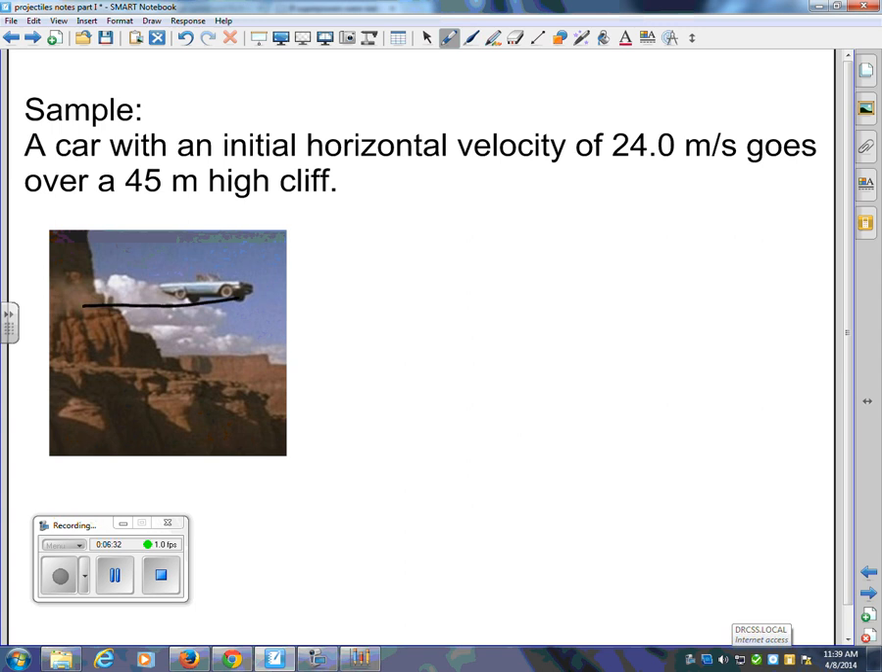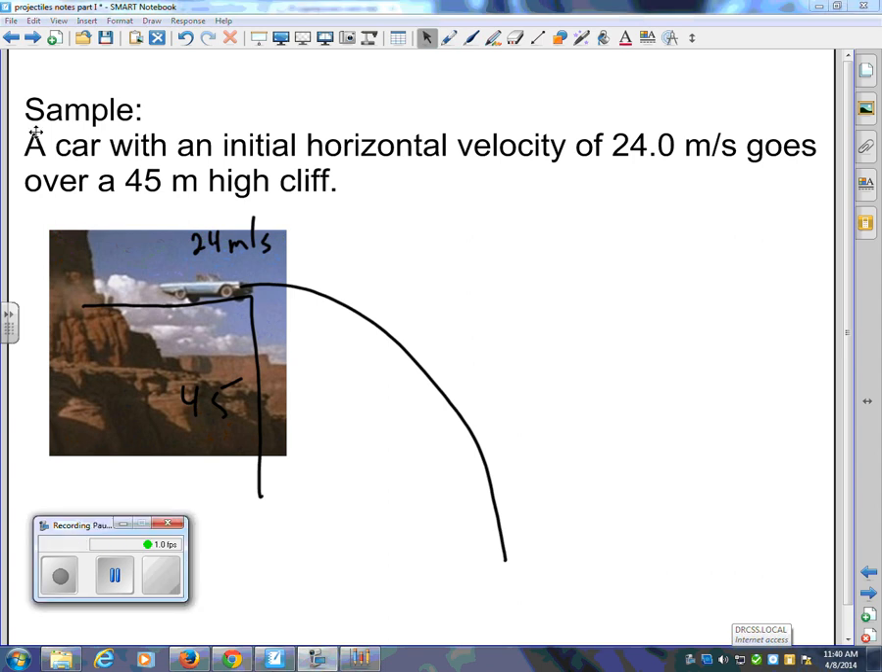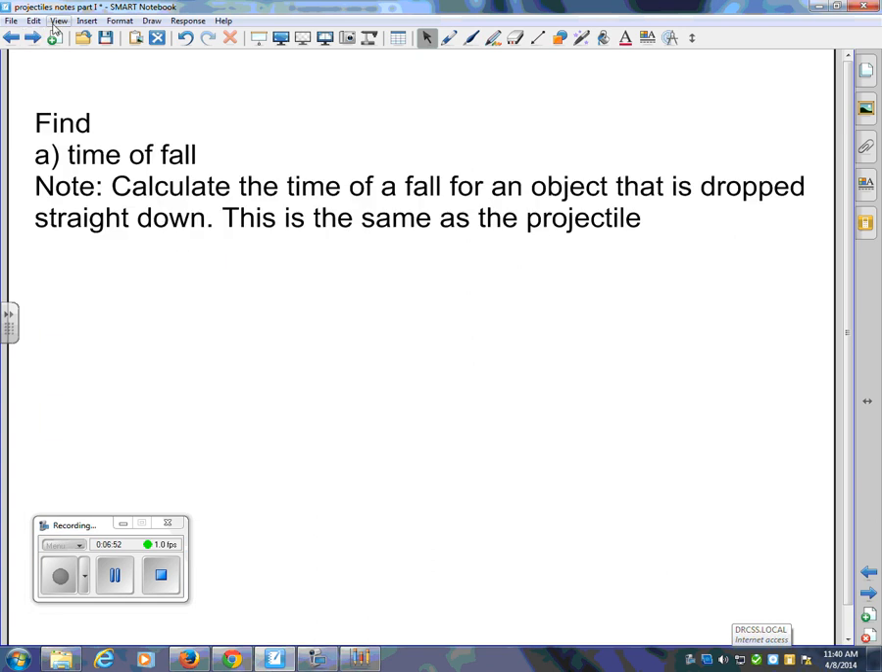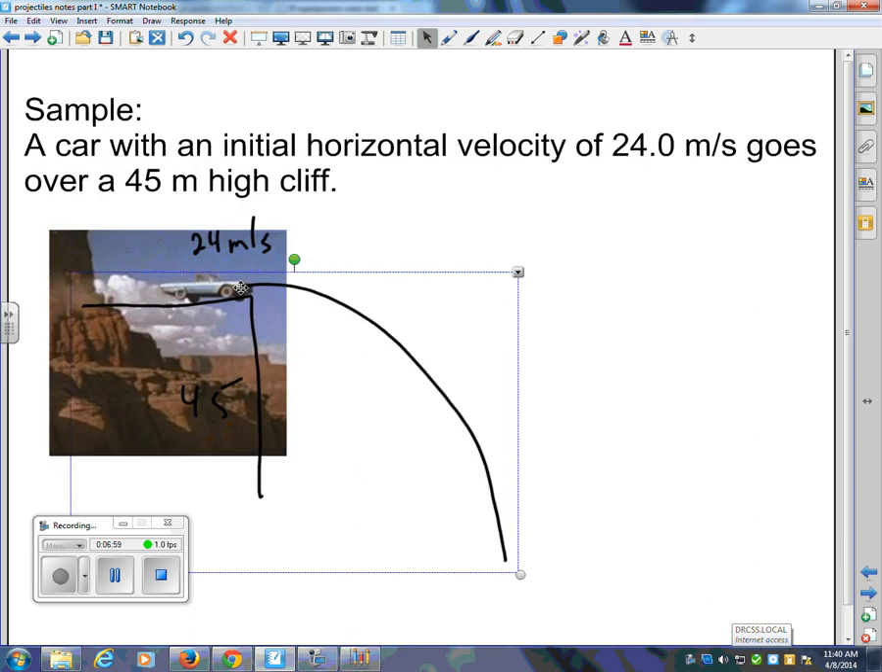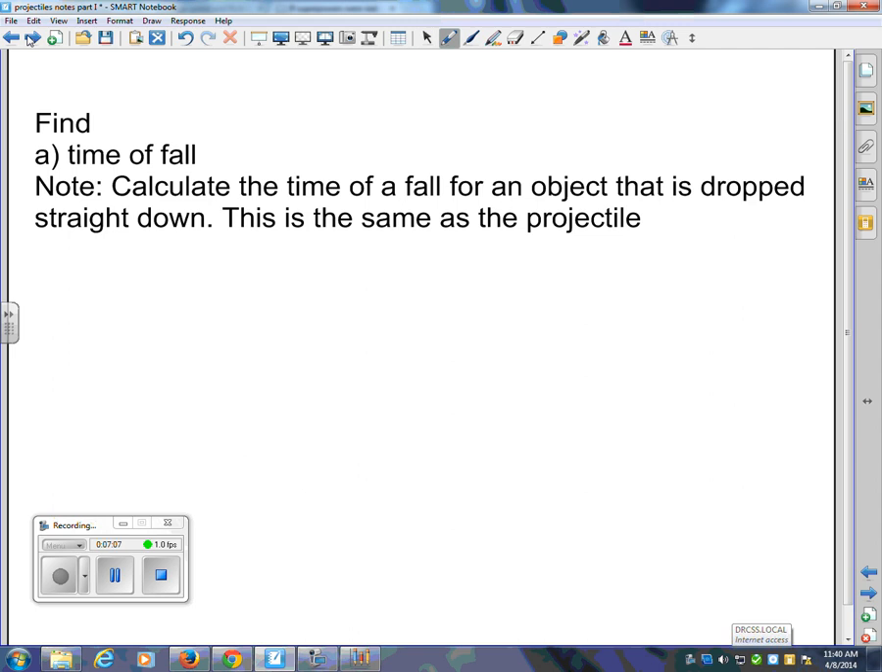I'm just going to draw my cliff like this. Can I go to the next slide? Okay, so find the time of fall. How long does it take the car to fall? Can I copy all this? Yeah, I'll just redraw it.